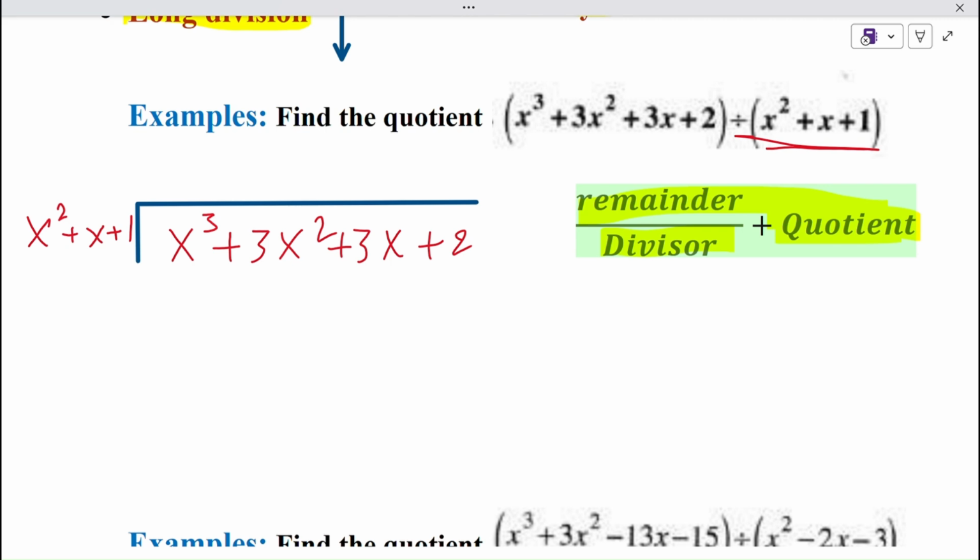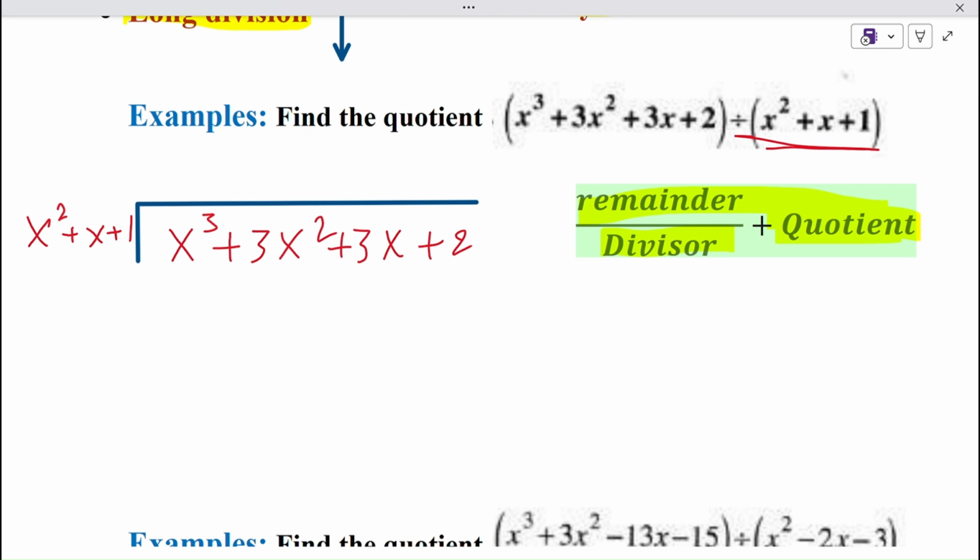At the first, guys, please don't forget, you have to check your question. Your question must be in general form. It means exponent ordering from greater exponent to the least exponent. If you don't have it, for example, here we don't have x to the power 2, you have to write 0x to the power 2. We'll talk about it in other examples. Okay, so let's solve this example.